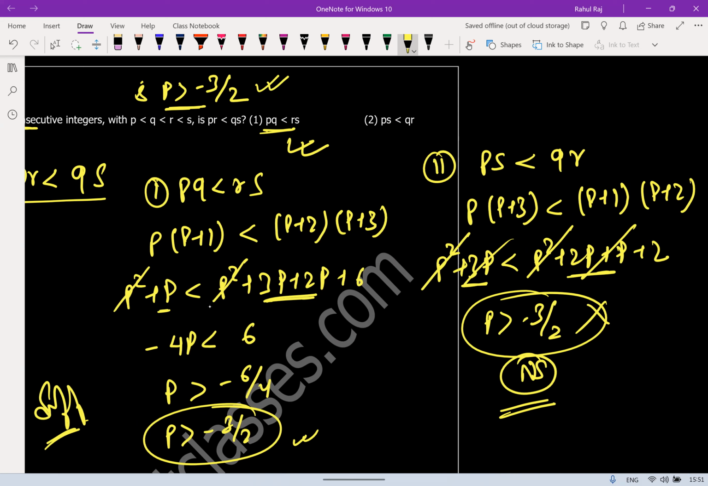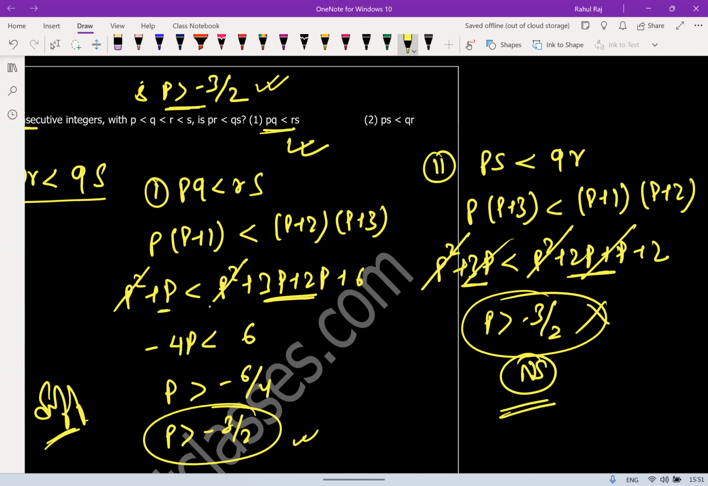Okay, I thought it was universally true. So the second option is also not sufficient. Your job is to say whether P is greater than negative 3 by 2. Anyone who has taken numbers? P could also be 5. Perfect. Anyone who has taken numbers?